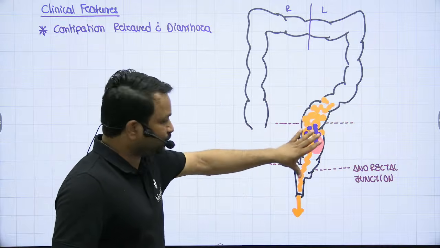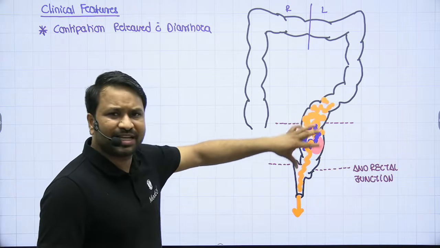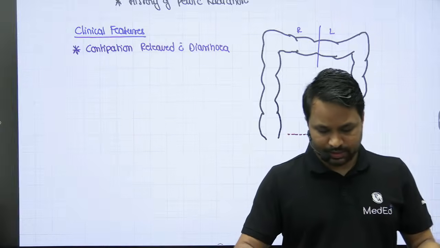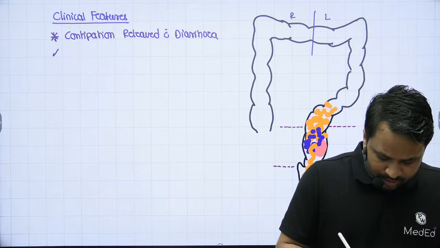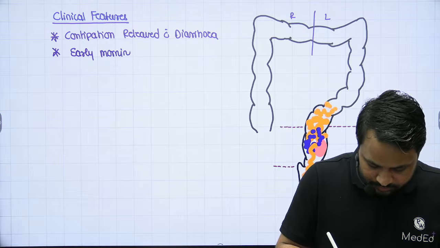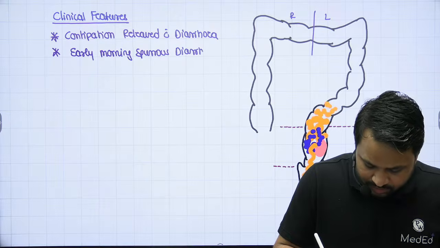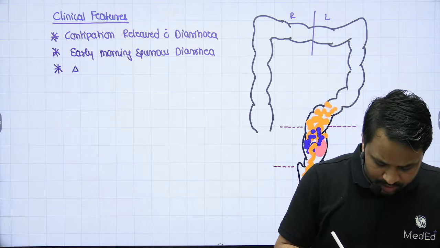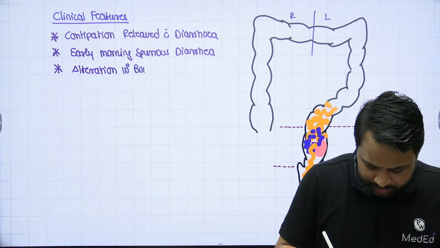So there is obstruction due to the mass that results in constipation, but a lot of secretions from the tumor will liquidate these stools, and the patient will pass liquid stools. This is usually in the early morning and is rich in secretions. So there will be an early morning spurious diarrhea. And obviously because of this, the patient will have multiple defecations at different timings. So there is alteration in bowel habits.